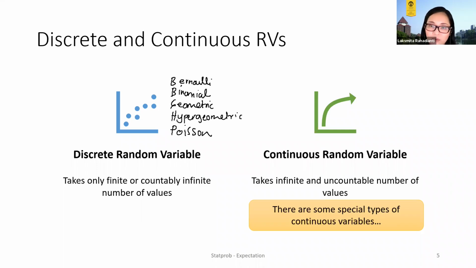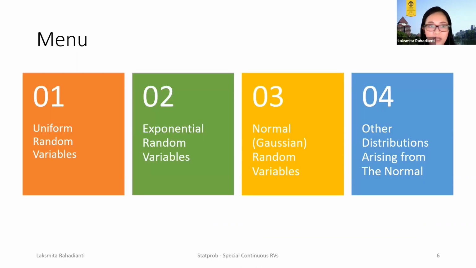There are also some special ones that we need to focus on because they happen a lot in real life. We can model a lot of events based on these distributions. So this is the menu for today. Basically we only have 3: the uniform random variables, the exponential random variables, and the normal random variables. The last one, other distributions arising from the normal, is a derivation of the third one. We are going to cover them as well, but not in that much detail. We are going to focus a lot more on 1, 2, and especially 3 here.